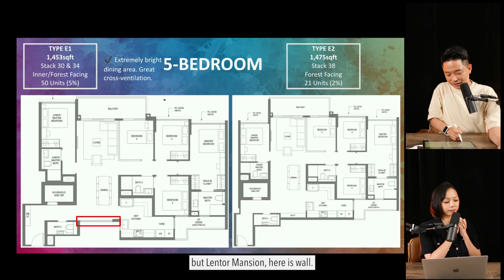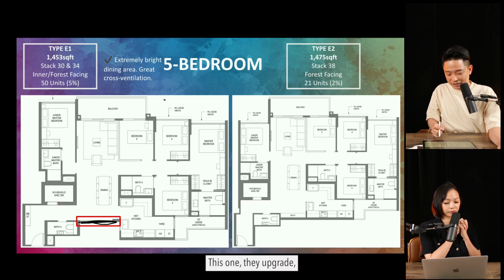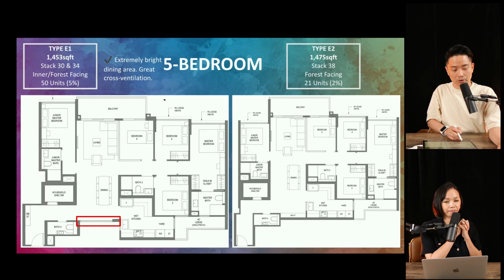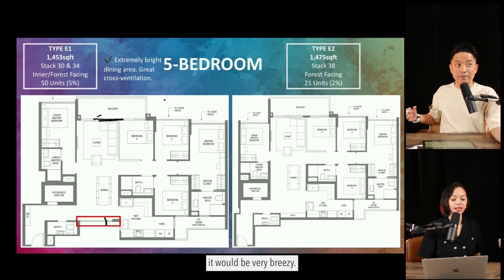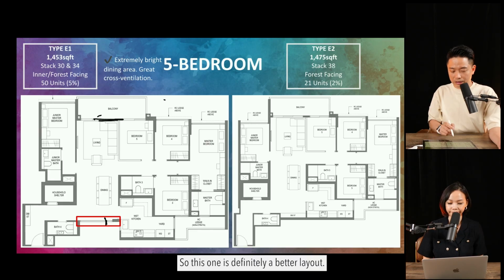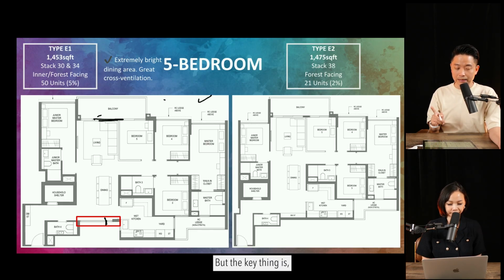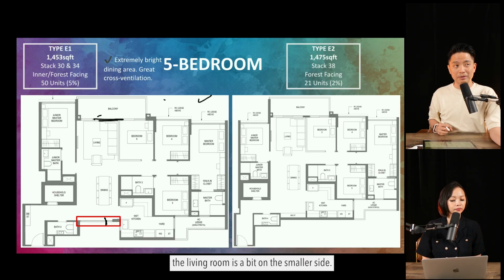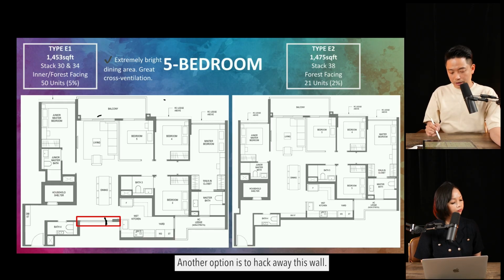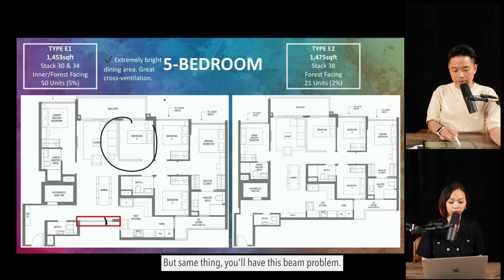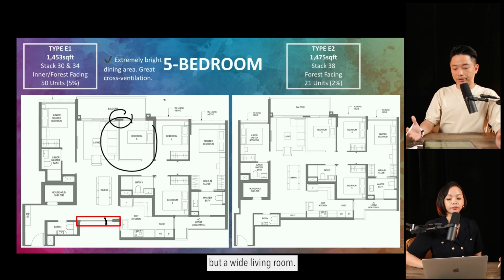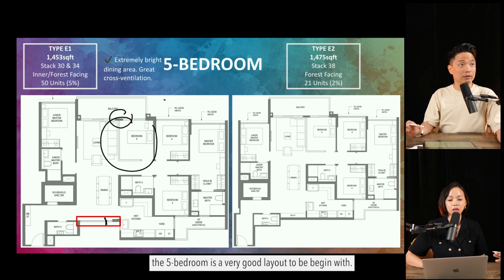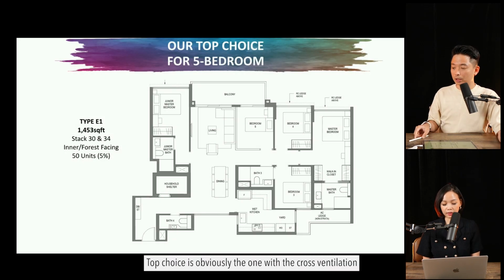But Lentor Mansion, here is more. This one, they upgrade. Here becomes a window, which means that I can open up even a slight opening of the window and push the sliding door here, and it will be very breezy. Very bright. So this one is definitely a better layout. But the key thing is for the 5-bedroom, I realized one thing, the living room is a bit on the smaller side. Another option is to hack away this wall, but same thing, you have this beam problem. So you hack away the wall, it becomes a 4-bedroom with a wide living room. But if not, the 5-bedroom is a very good layout to begin with. So top choice, which is the... Top choice is obviously the one with the cross ventilation, E1 layout.